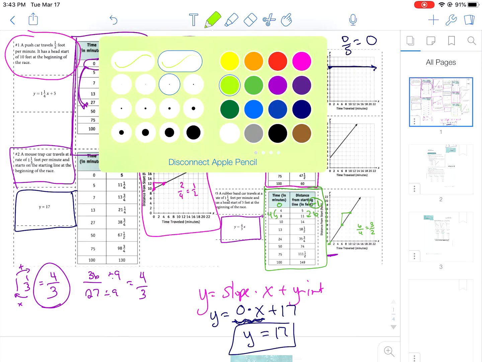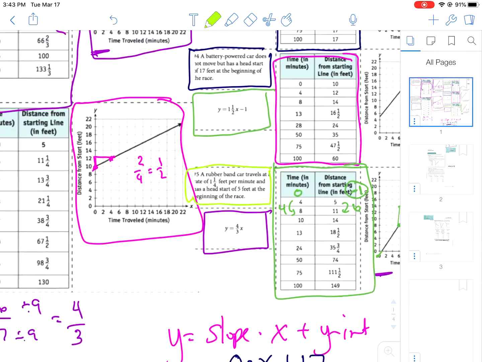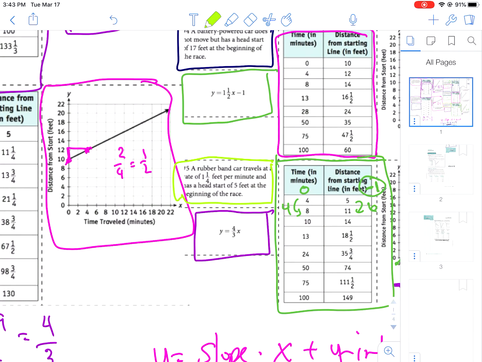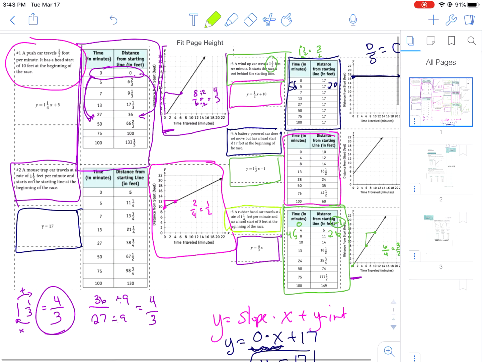Okay, so obviously common sense says we can figure out which ones go together at the end, but I still want to walk through it. So down at the last, it says a rubber band car travels at a rate of 1 1/4 feet per minute and had a head start of 5 feet at the beginning of the race. So if we take a look at that, 0, 5, that's going to be this table over here on the left.